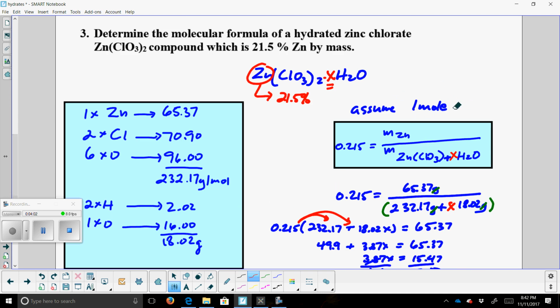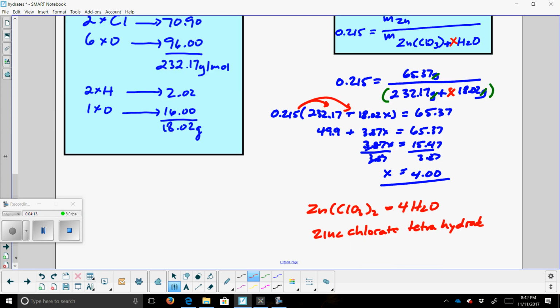So what we assumed is we had 1 mole of this particular compound. We used the molar masses. We compared them over here with the percentage. And then we solved for the X. We had 4, which means we have 4 water molecules. We have a tetrahydrate. That's it.